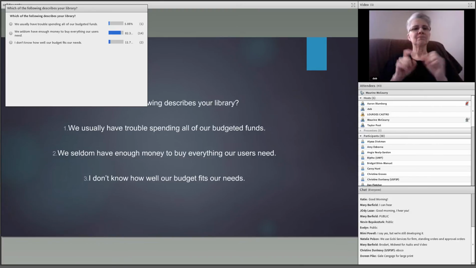So, okay, yeah, and this too, I think this is probably typical of public libraries. Since we have mostly public libraries represented, you usually don't have enough money for everything that your public wants and needs. And not knowing too, I certainly was not sure when I started in my position here how well the budget was really going to fit what was needed. And it's varied year to year. Some years we have more money than we really absolutely need, and some years we don't have enough. So thank you. That helps.